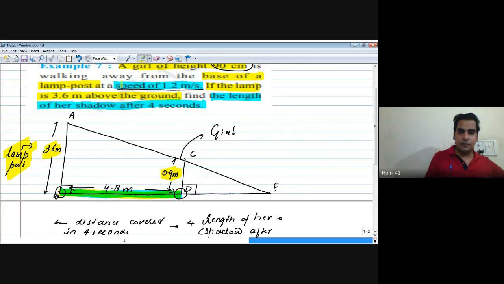Her speed is also given. So if you know the speed, if you know the time taken by her to move from point B to point D, then you can calculate this distance using the formula speed is equal to distance upon time, right? Now since this is the lamppost, and this is the girl, this is going to be the image. So basically we have to find out DE here in this problem, right?